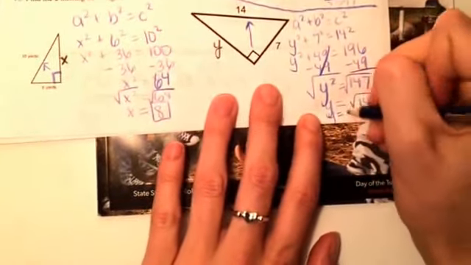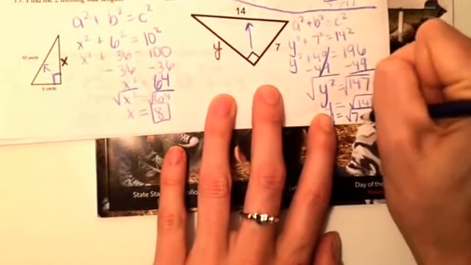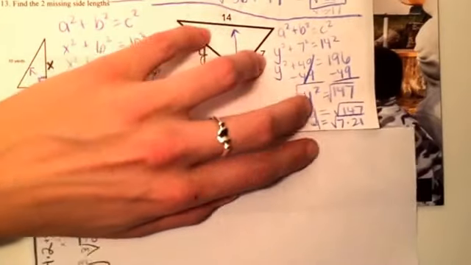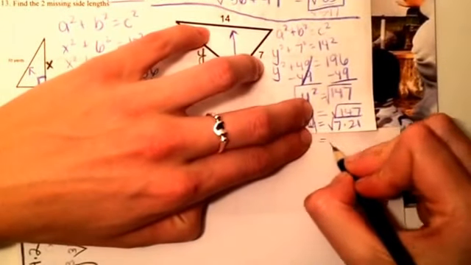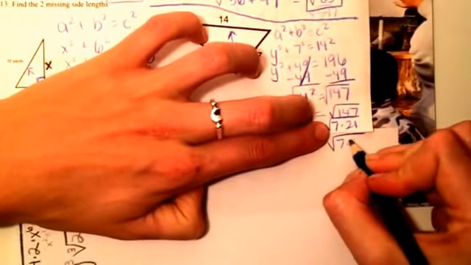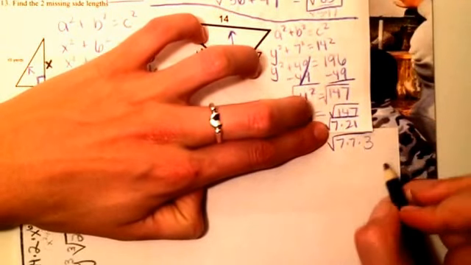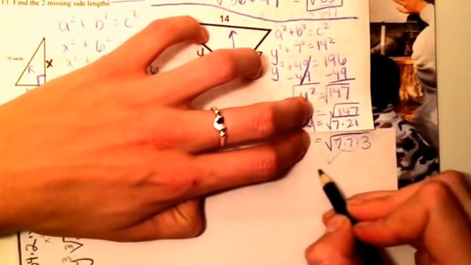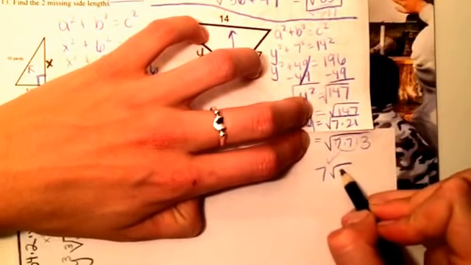So I have y equals the square root of 7 times 21. I can break down 21 to be 7 times 3. Remember, under a radical, when you see a group of 2, you can bring that out. So that's 7 root 3.